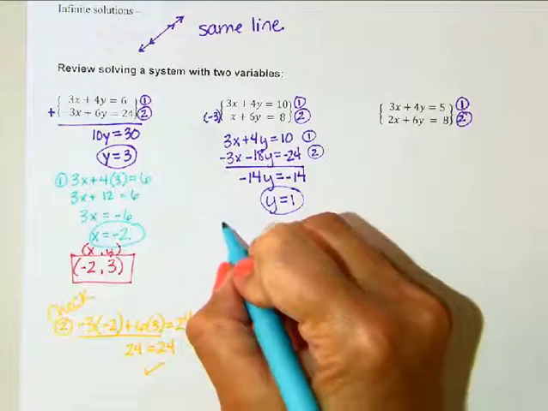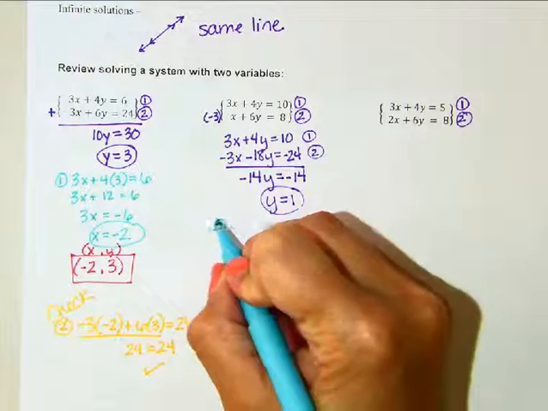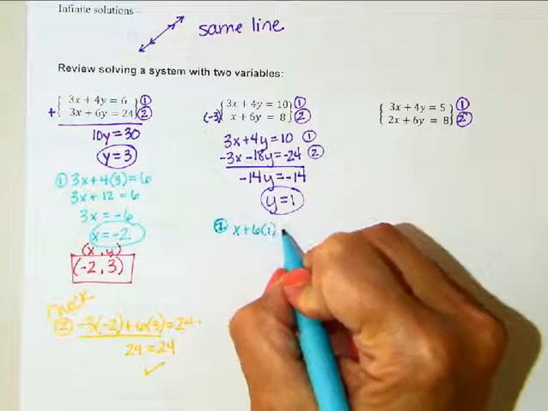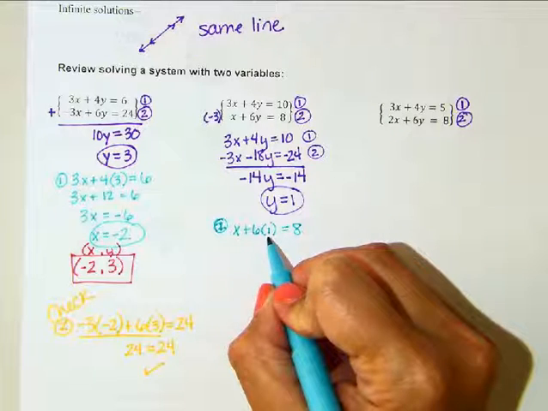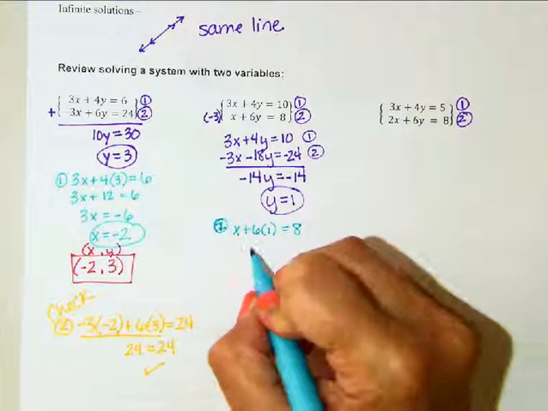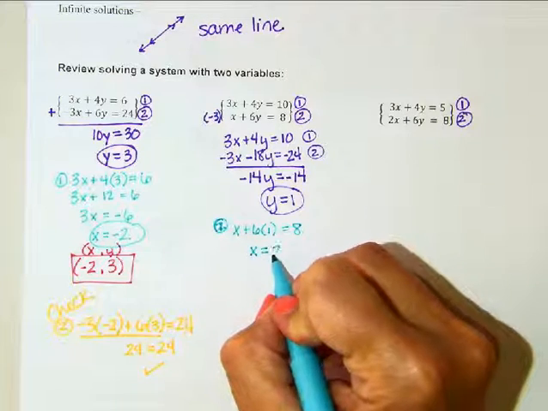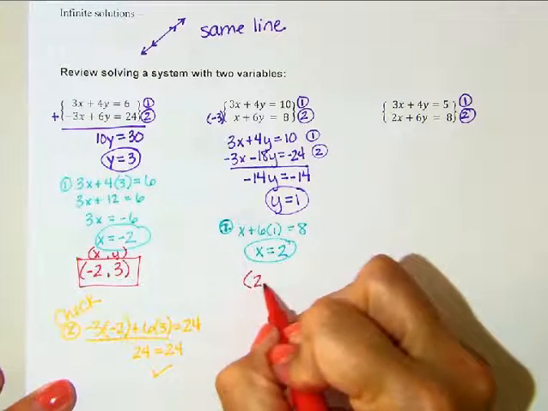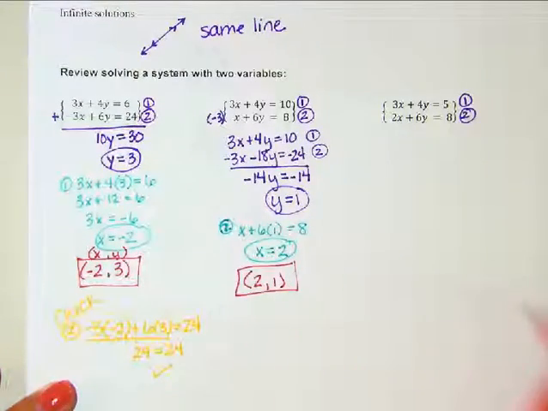So if I plug it into, oops, that's number 2. And plug it into number 2. I have x plus 6 times 1 equals 8. 6 times 1 is just 6, so I'm going to subtract it from both sides. So x is 2. Okay, so my final answer, I do not leave it just like this. I need to put 2, 1, and then I need to check it.